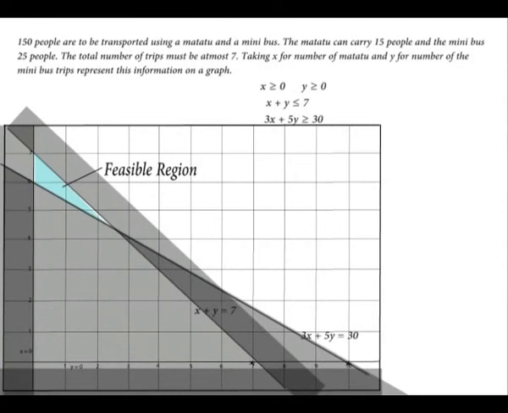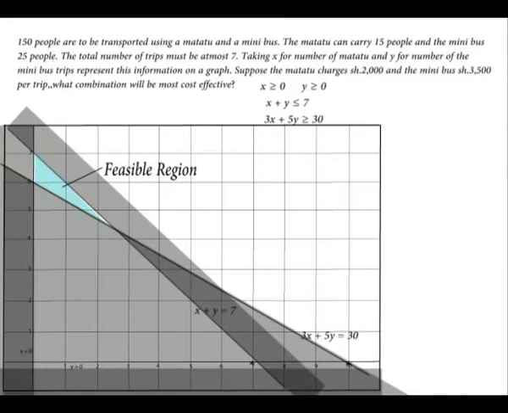Let's form an objective function for the transport question. Now, suppose the matatu is paid 2,000 shillings per trip and the minibus 3,500 shillings per trip. Which combination will be most cost effective? In other words, we find the minimum point. We form an expression for the objective function.